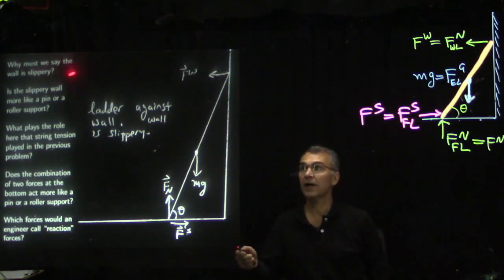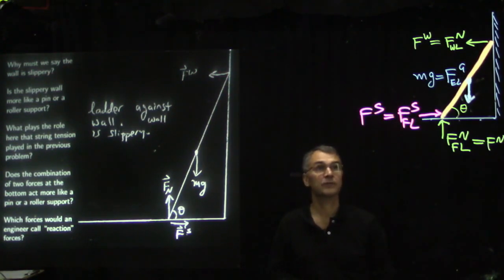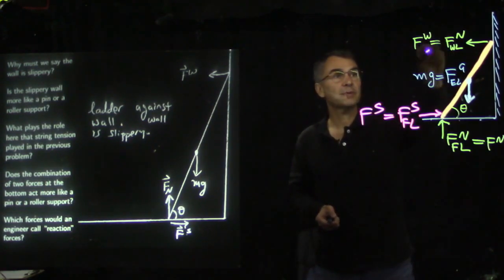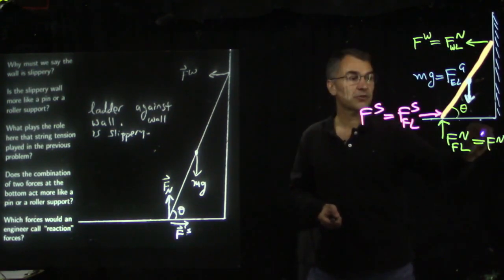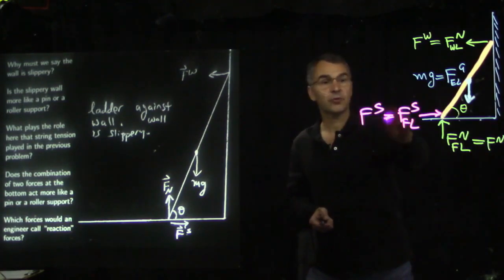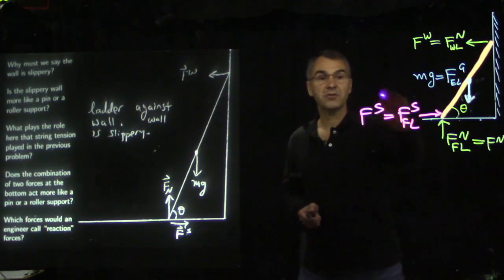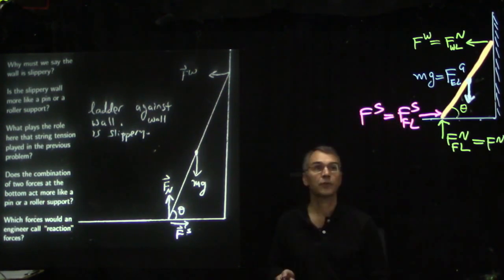Now you might ask, why do we have to say that the wall is slippery? Well, if you count the number of unknowns, the weight of the ladder is a given, so it's known. This force exerted by the wall is unknown. This normal force exerted by the floor is unknown. And the force of static friction is unknown. Unlike kinetic friction, which we know once we work out the normal force, static friction is a force whose magnitude we don't know until we work out how big static friction needs to be to keep the object from slipping. So we have three unknowns: F wall, F static, and F normal.